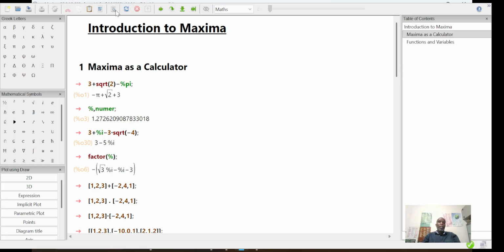So here, under matrices, you can do a whole lot with matrices. You can do your computer algebra. Maxima is just good at that. So you can use matrices. Matrices and lists are the same thing.